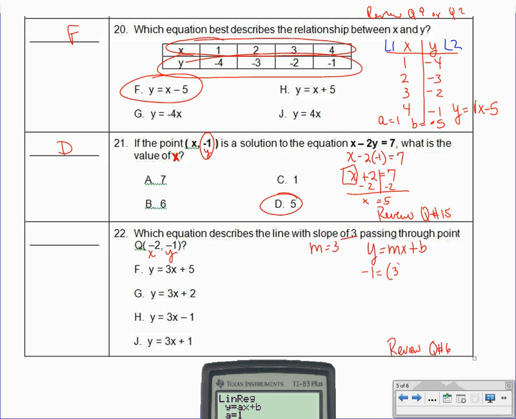Our value of m is 3. Our value of x is -2. And then plus our b. We need to solve for b. So if -1 equals 3 times -2, that's a -6, plus b. We want b by itself, so we'll add 6 to both sides. -1 plus 6 is a +5, and we are left with b is equal to 5. So I need a slope of 3 and a y-intercept of 5. Every single one of these has a slope of 3, but F is the only one that has a y-intercept of 5.